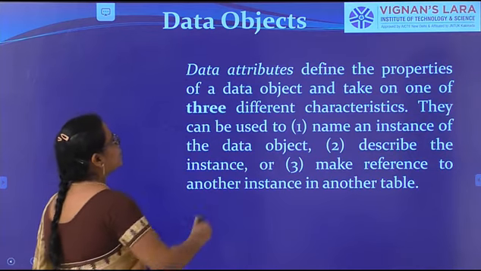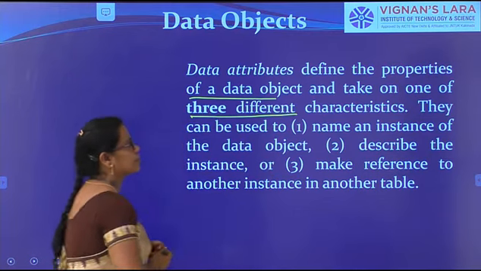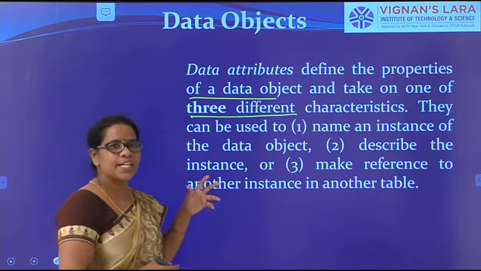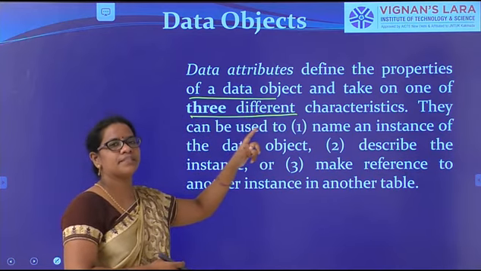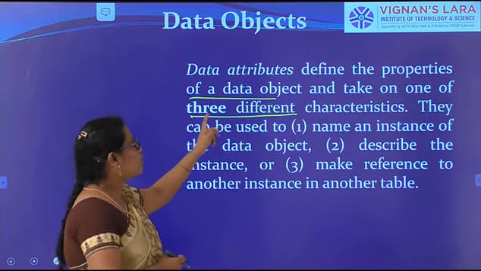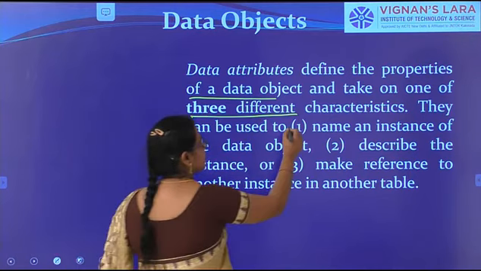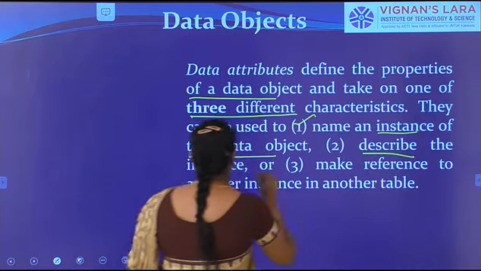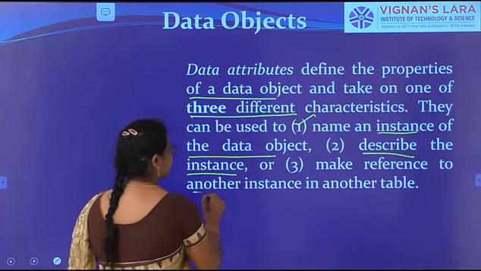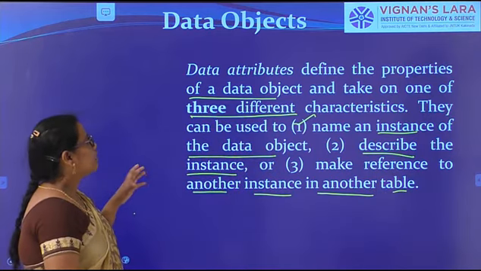Data attributes define the properties of a data object and take one of three different characteristics. They can be used to name an instance, where an instance means at a particular time, of the data object. They can describe the instance. And they can make reference to another instance in another table. So these are the data attributes.